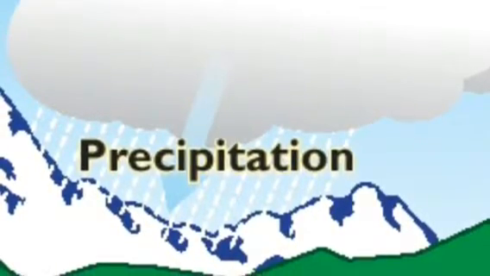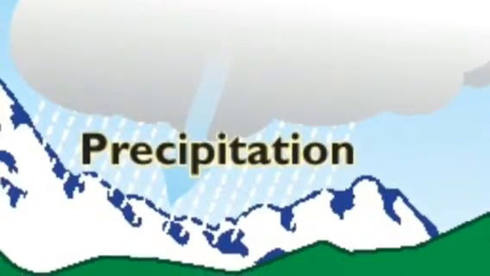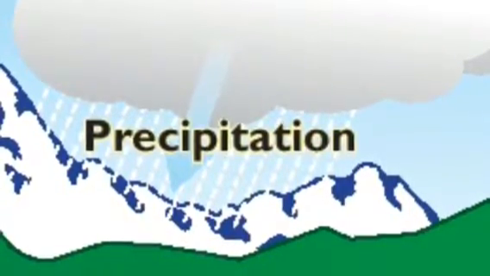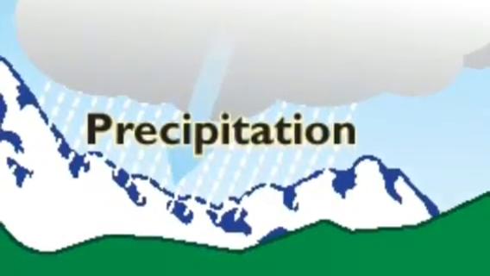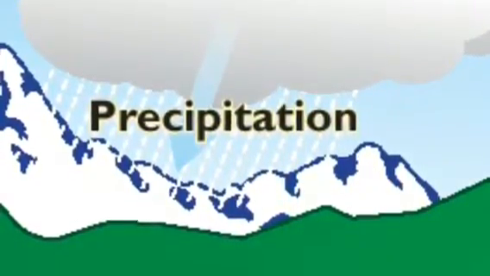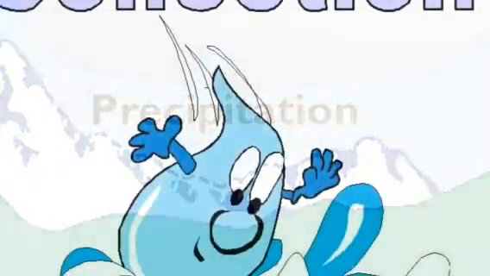Precipitation. Precipitation occurs when so much water has condensed that the air cannot hold it anymore. The cloud has gotten enormous, and so the clouds get heavy and water falls back to the earth in the form of rain, hail, sleet, or snow.